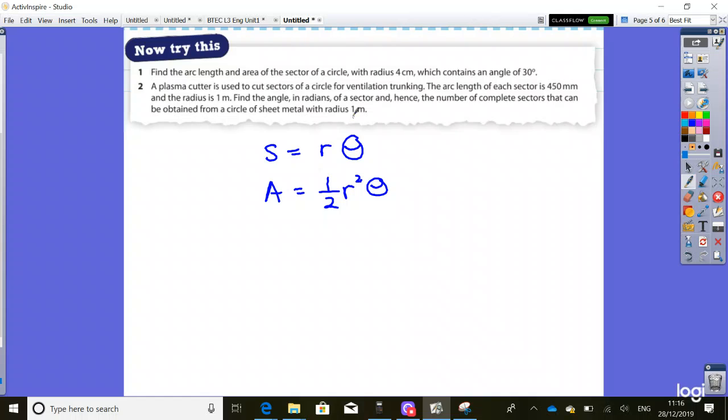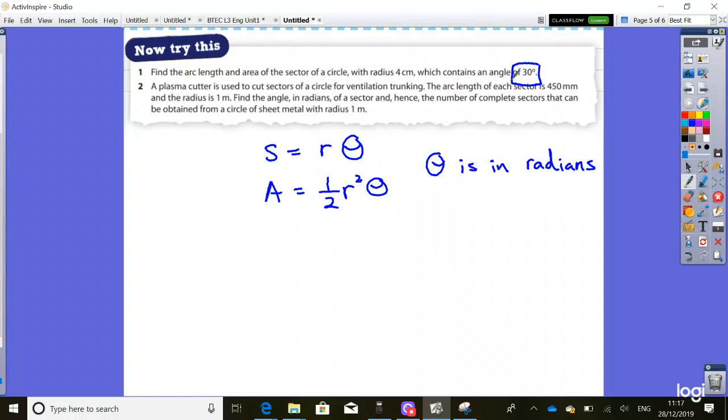Now this is slightly different to what you get in GCSE maths. That is because the angle theta is in radians, so it's not in degrees. So if you're going to use the formula given in the formula sheets, unless you recall the formula from the GCSE, then you could stick with the 30 degrees. Otherwise, you've got to change the 30 degrees into radians.